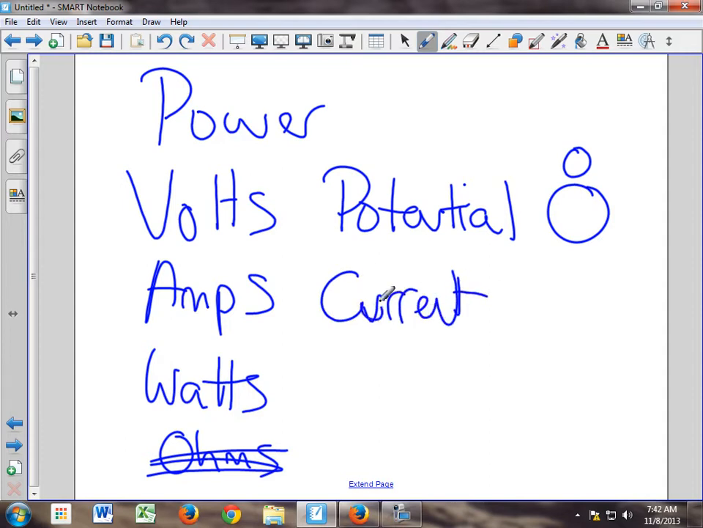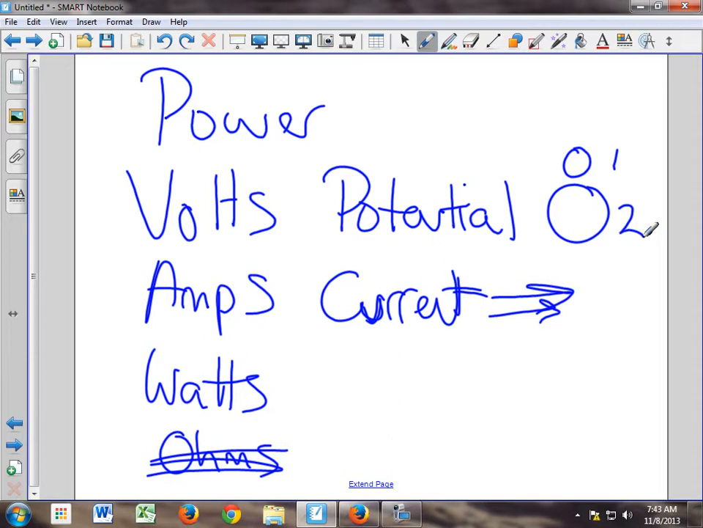Current, going through the circuit, it's the flow of electricity, okay? So if I have a certain potential, and then I have a given flow, if the flow is the same on this little one, we'll label it 1, and the flow is the same on 2, which one's going to have more power going through it? 2, the one with more potential, okay?